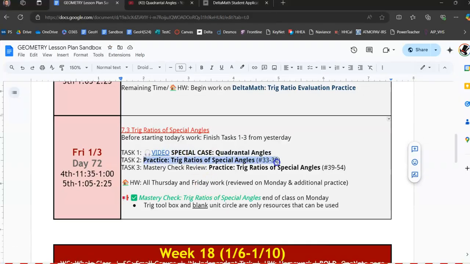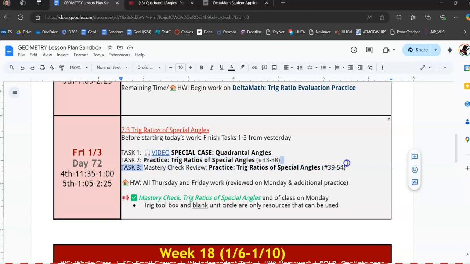That same practice worksheet that you've been working on, the 1 through 26 and then the 27 to 32, there is now then a set from 33 to 38 specifically addressing quadrantal angles. And that will conclude the trig ratio lesson. At that point, the remaining time that you have on Friday is to help you prepare for our mastery check that we will most likely be taking at the end of class on Monday when I'm back. No promises on that. I got to check in with you on Monday and see how everything is going.